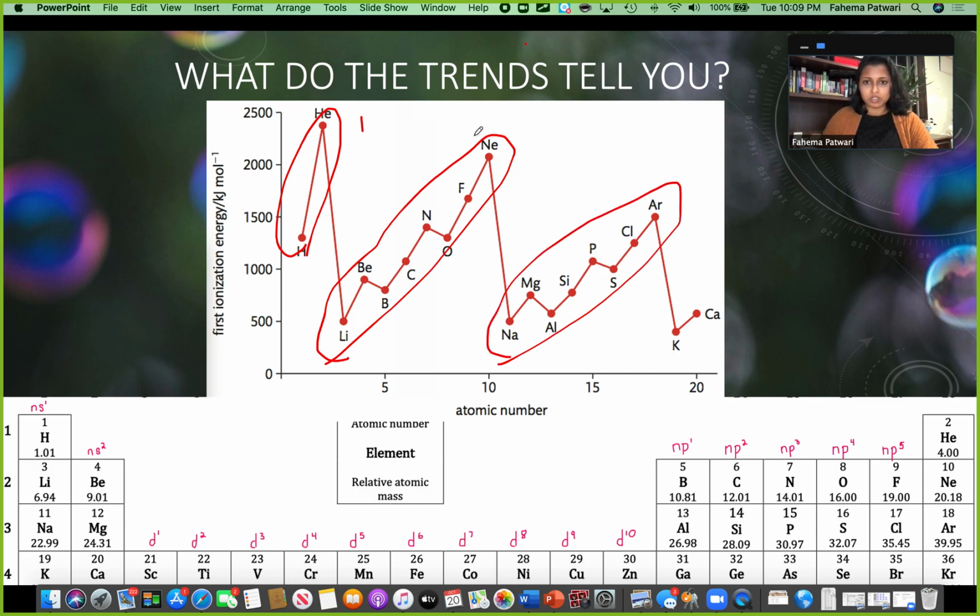This is period 1, 2, 3. You can see those right here. Period 1 is for the first row, 2 is the second row, 3 is the third row. So as you go across the rows, generally they climb. But what are these zigzags? Why isn't this a continuous trend?